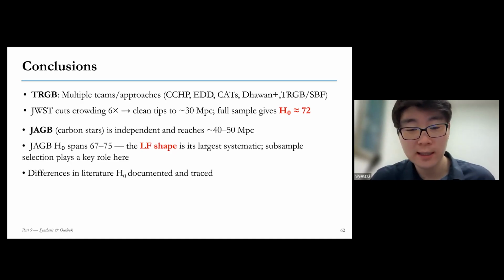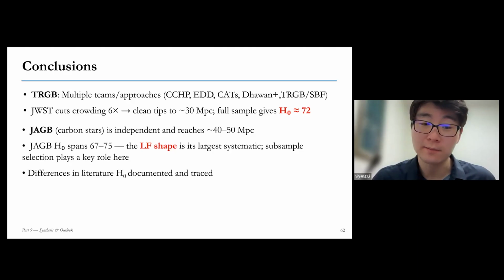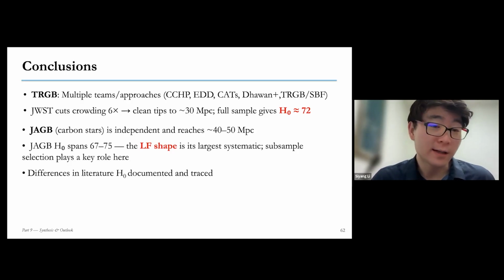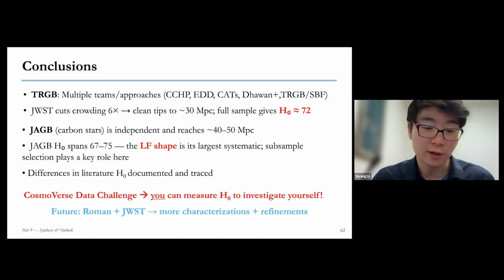Caveat is large uncertainties. But again, just be wary when you interpret these Hubble constant results with the JAGB. Again, these differences, even for JAGB and TRGB and the H-naught values, they're all documented. They're all known. And they can be traced. So there's no mystery why there is a lot of this variation in the literature.